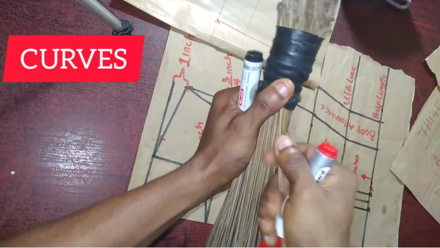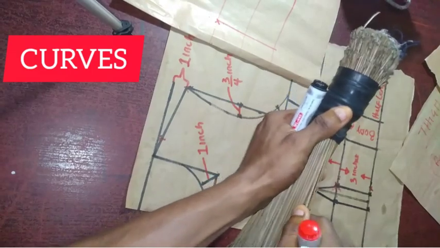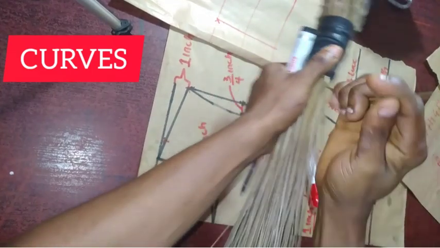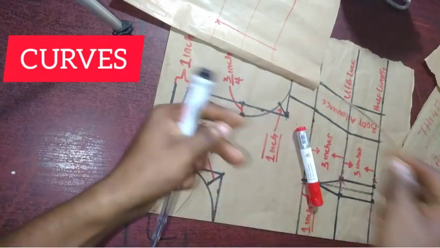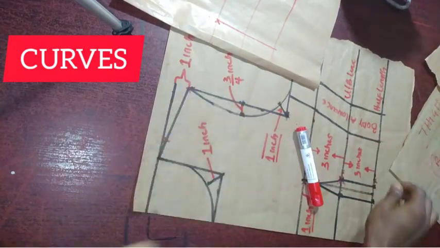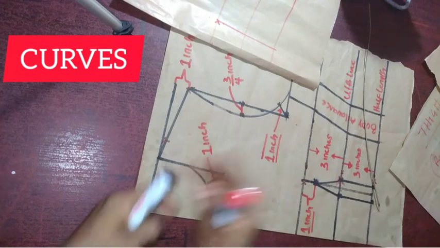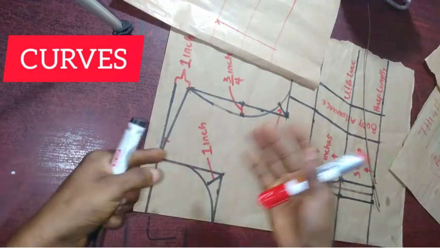Okay, so now all you need to do is to bring out a broomstick, the one that is very, very flexible. You understand? The one that is very, very flexible.